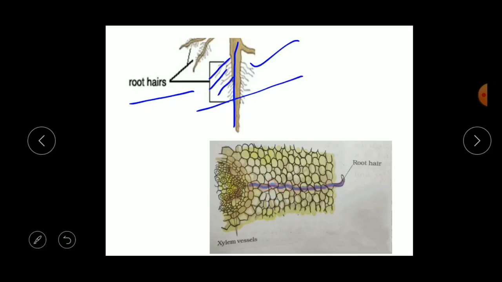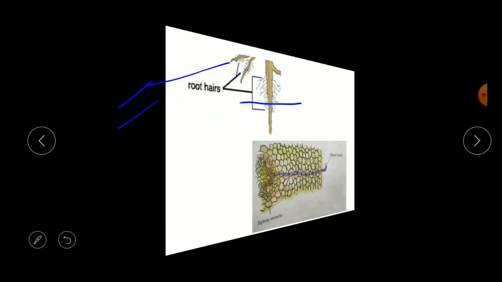And children, here you can see the root hair. This is a transverse section of the root. When we cut the root in a transverse section, we get a structure like this under the microscope. These are the root hairs, in contact with the water present between the soil particles. In the last class you have learnt it. Understood, children, what root hairs are and how they look?